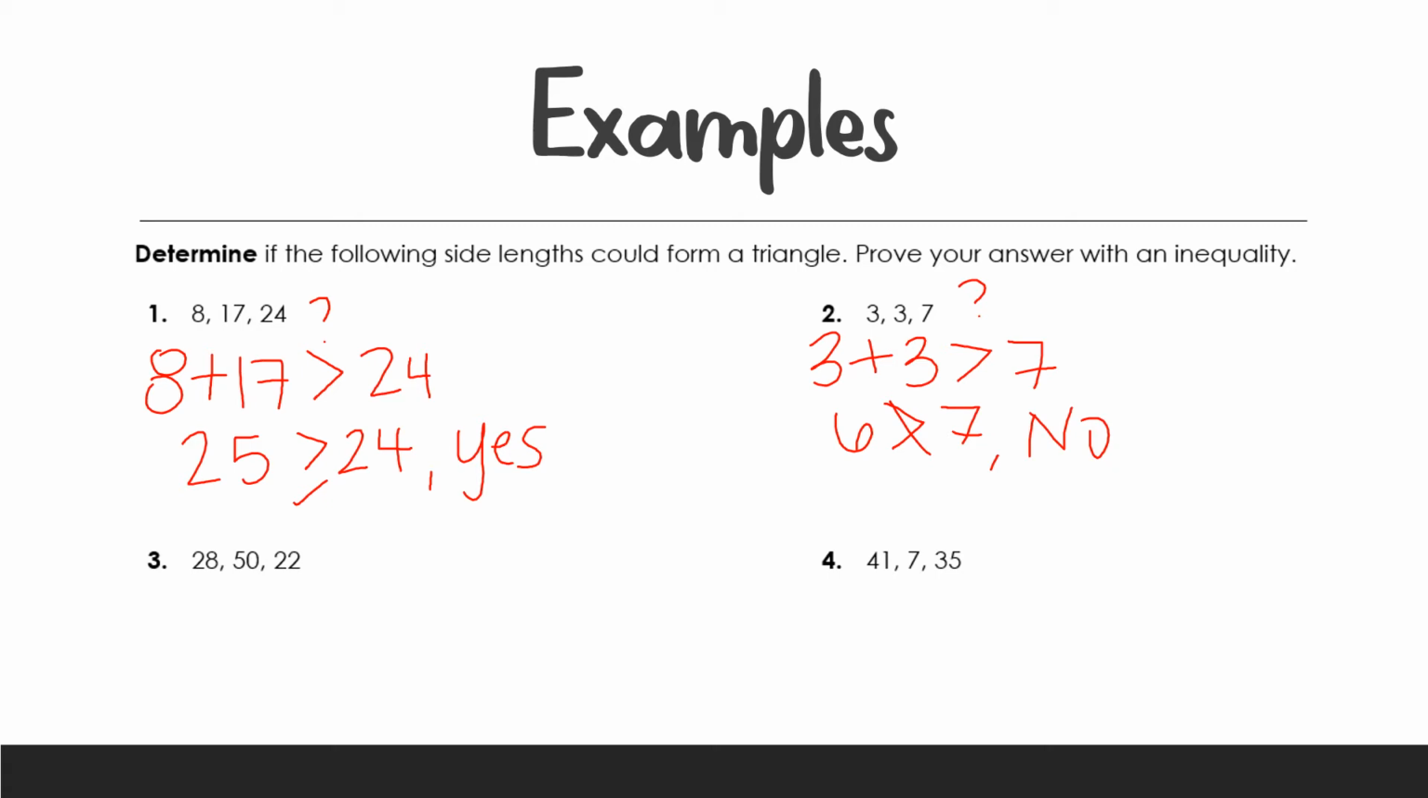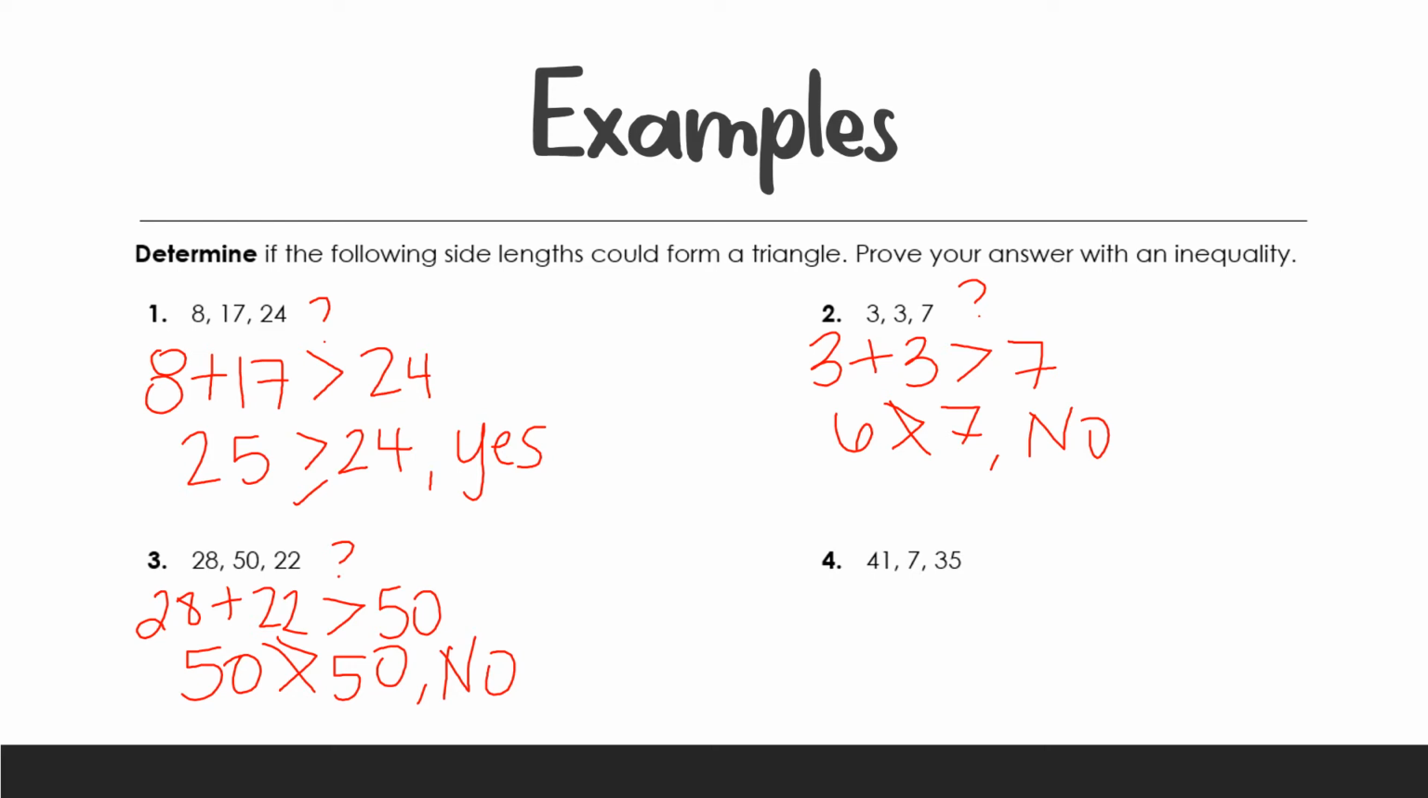For number 3, our two shortest legs are 28 and 22. If I add those, that is going to give me 50. 50 is not greater than 50, so this would not form a triangle. And finally, for example 4, our two shortest legs are 7 and 35, which together gives us 42. 42 is greater than 41, so this would form a triangle.